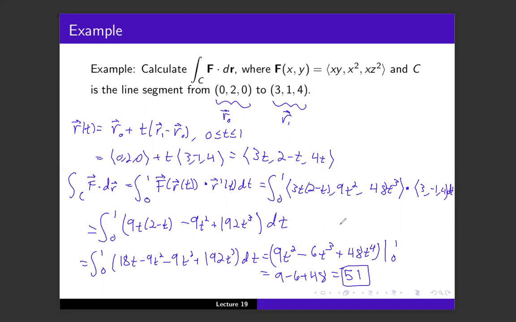And again, setting it up is usually the hard part. For that, the most important thing is to know how to parameterize a whole bunch of different kinds of curves, and recognize when those curves are occurring. So, questions on this example? Okay.